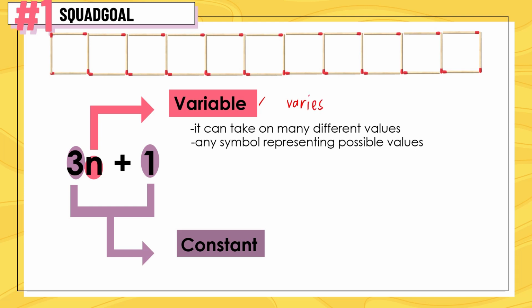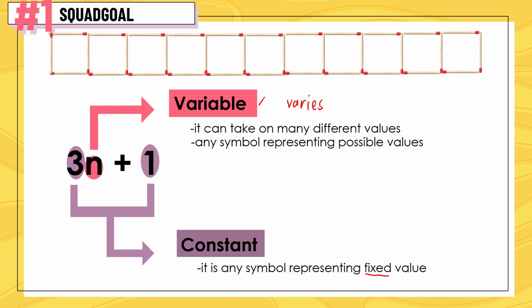While for constant, what do we mean by constant? When we say constant, it is already fixed. Thus, a constant is any symbol representing a fixed value, just like 3 here and 1. It doesn't change, so it's fixed, it is constant. Right? So, these are the two fundamental concepts of algebra.